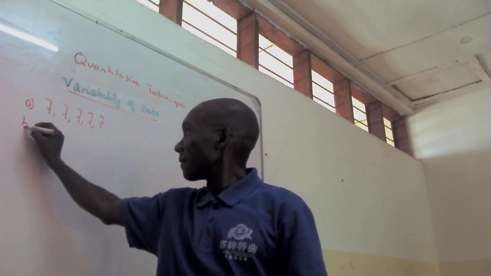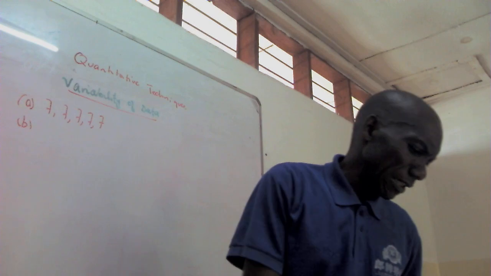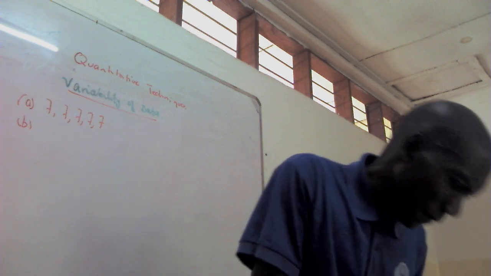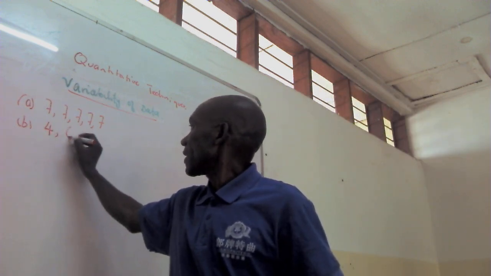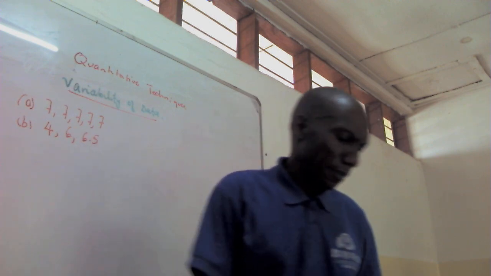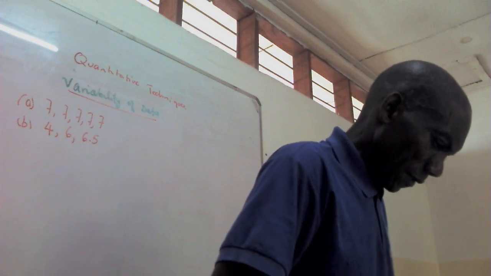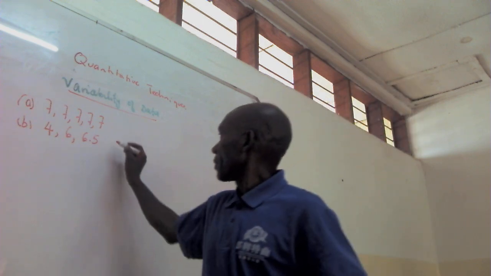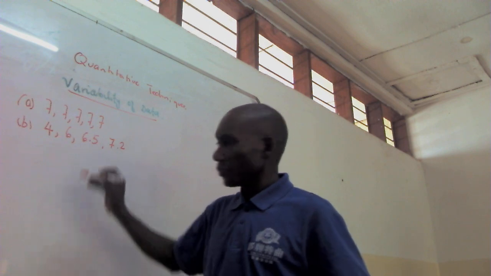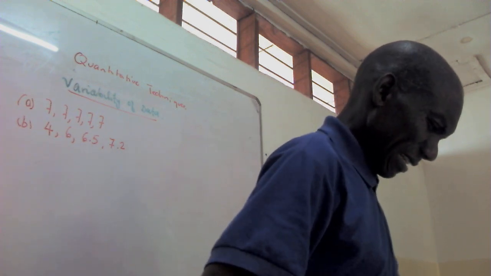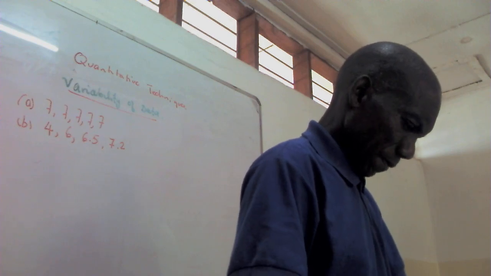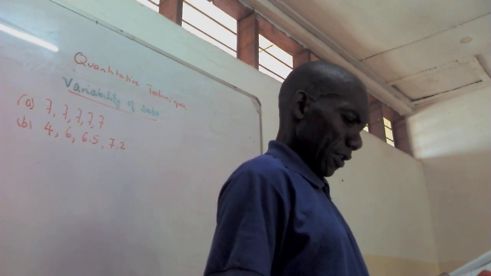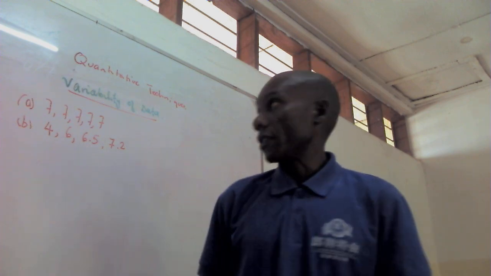And assume the second data is this: 4, 6, 6.5, 4, 6, 6.5, 4, 6, 6.5, 7.2, and lastly 11.3.